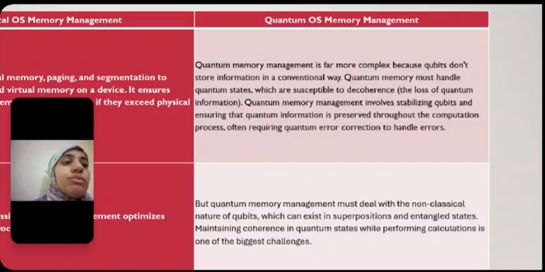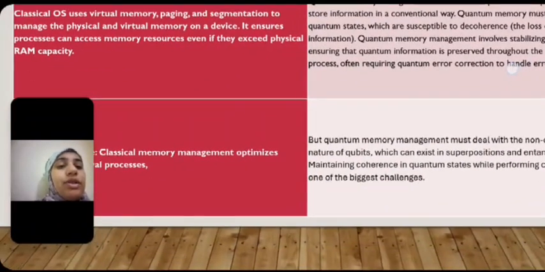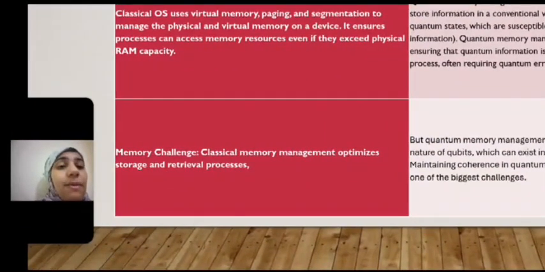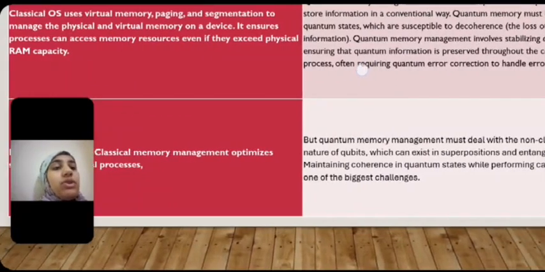Quantum memory management involves stabilizing qubits and ensuring that the quantum information is preserved throughout the computation process, often requiring quantum error correction to handle errors. So they try their best to observe the quantum states, correct errors, and handle them in the memory. For the challenges, classical memory management optimizes storage and related processes.